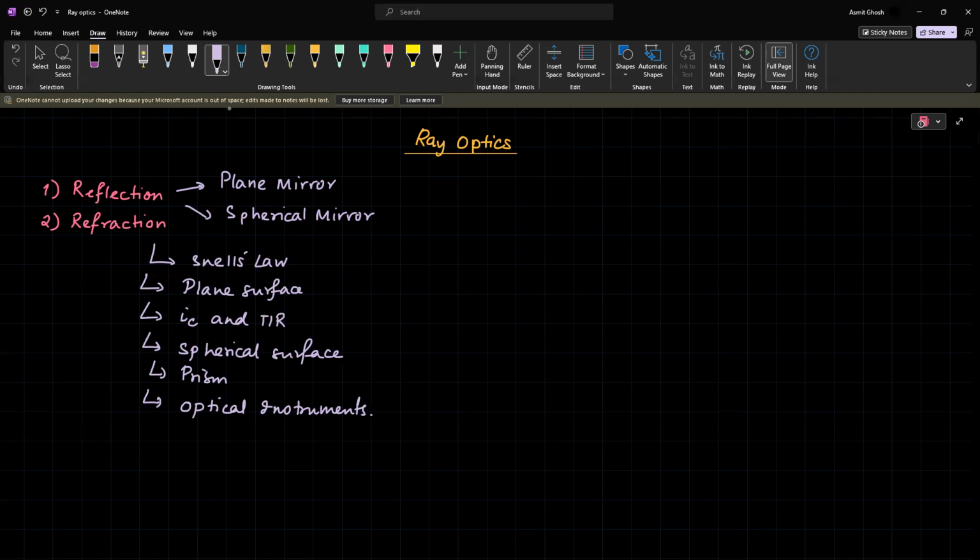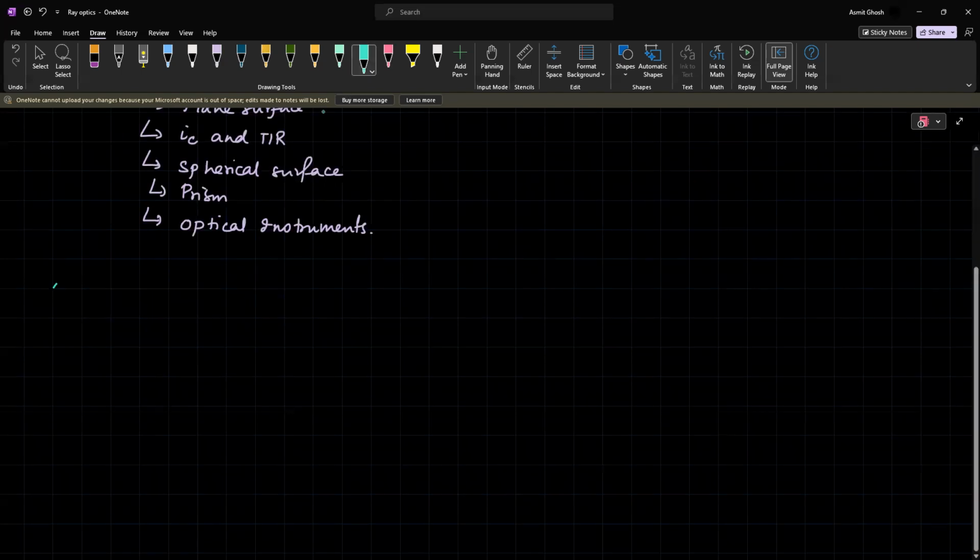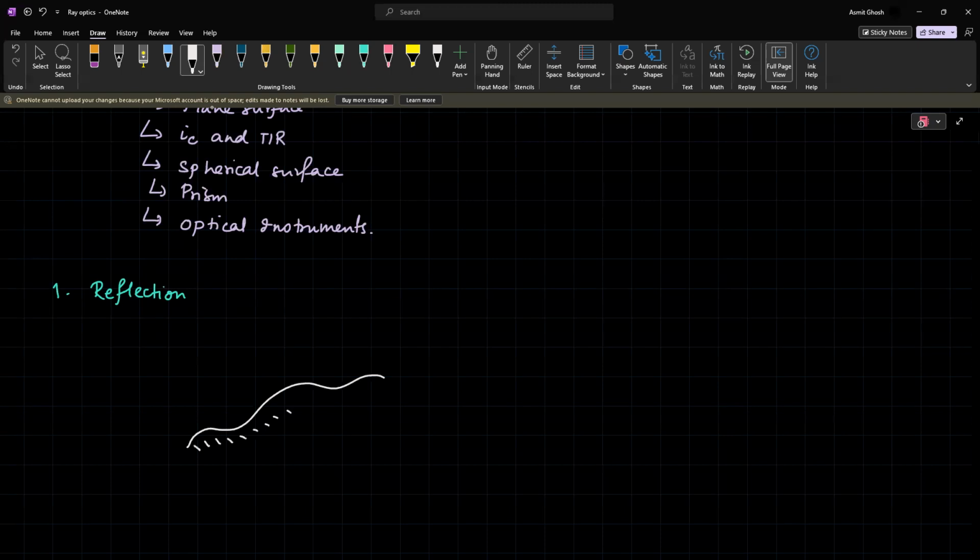Okay, so the first thing is reflection. Now, let us say we have a very polished surface, and this is the silvered surface, and this is the polished surface, or we can call this the mirror.